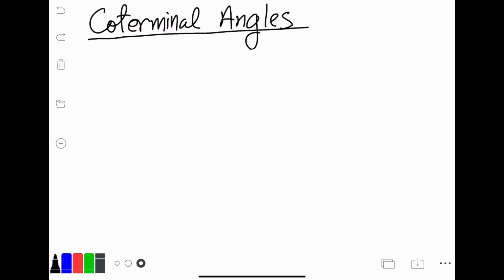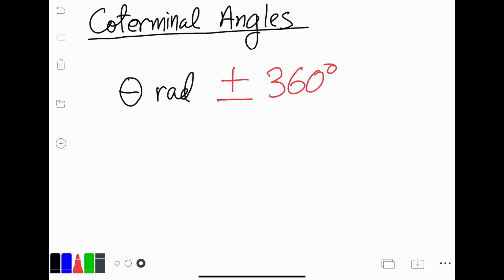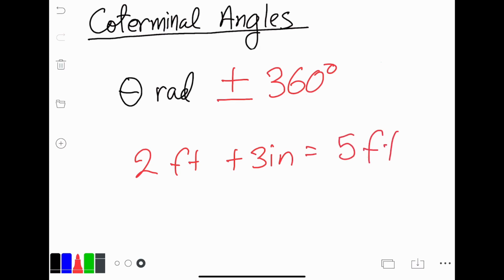When you are given an angle in radians and you want to find a coterminal angle, you are not going to add 360 degrees. This does not make sense because they are two completely different units. For example, you're not going to take 2 feet and add 3 inches and say that this is 5 feet. That makes no sense. Same thing with radians and degrees. We are not going to mix the two units.